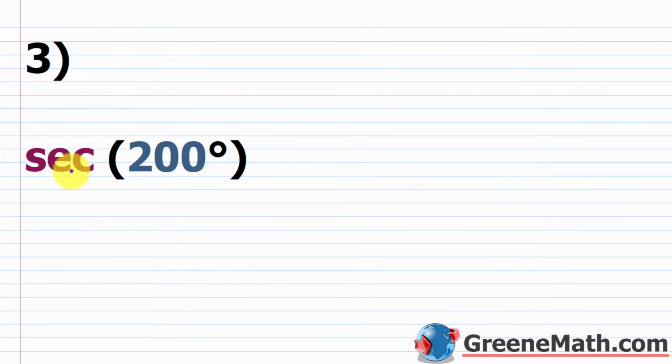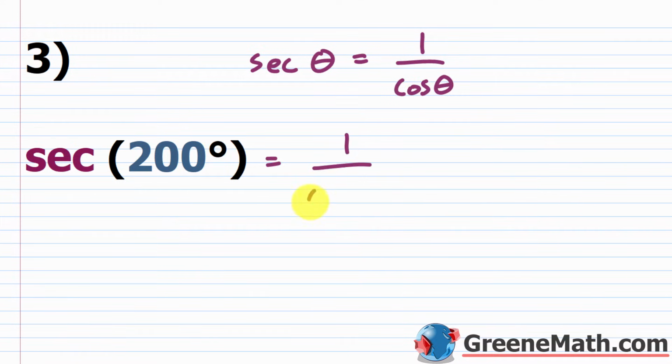So here we have the secant of 200 degrees. And again, you might not have a secant key. So the secant of theta, again, is equal to 1 over your cosine of theta. So you might have to say this is 1 over the cosine of 200 degrees, just to punch it into your calculator. So you hit the 1 key, the divided by key, the cosine key, in the parentheses type in 200, and just hit enter.